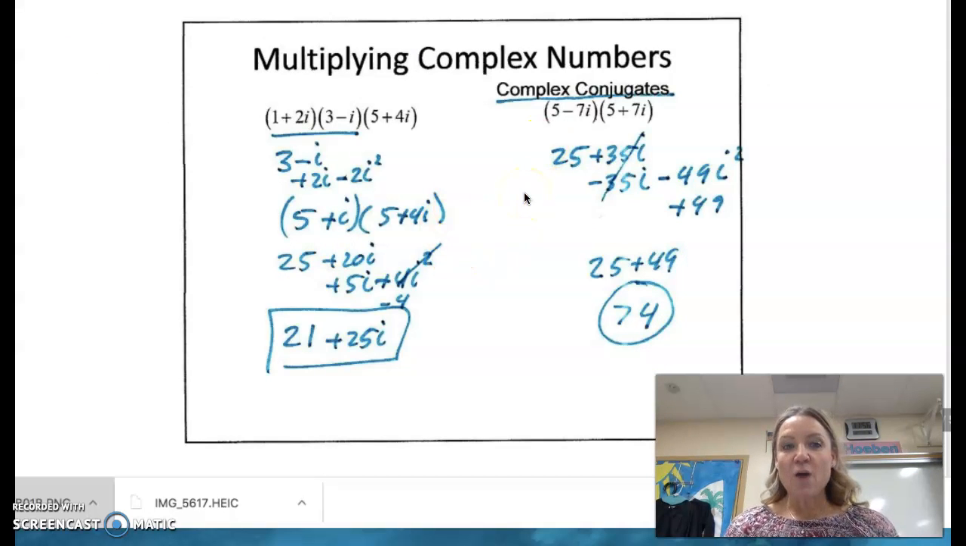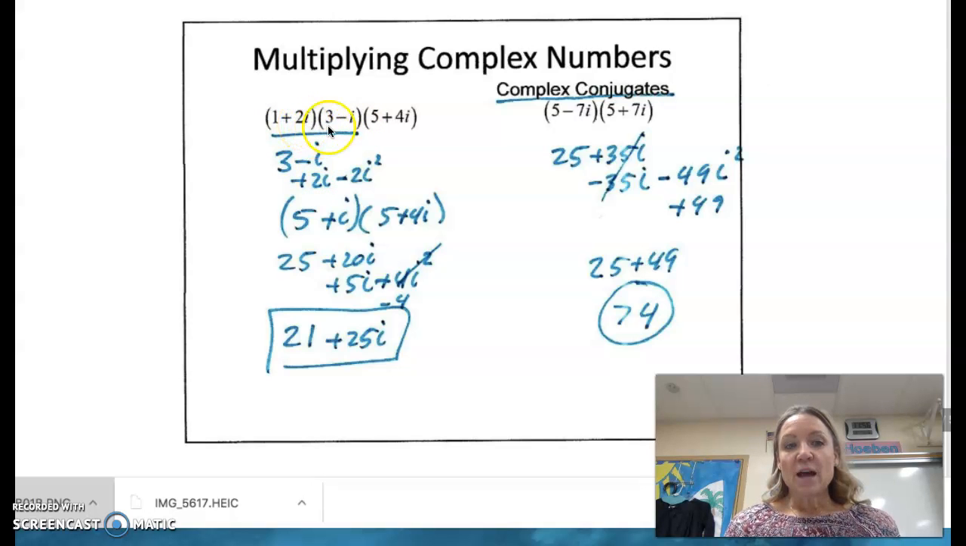All right, let's talk about multiplying complex numbers. This time we have 3 binomials. So we're going to multiply the first 2 binomials, simplify it, take that answer, and multiply it by the third binomial. So 1 times 3 is 3. 1 times negative i is negative i.